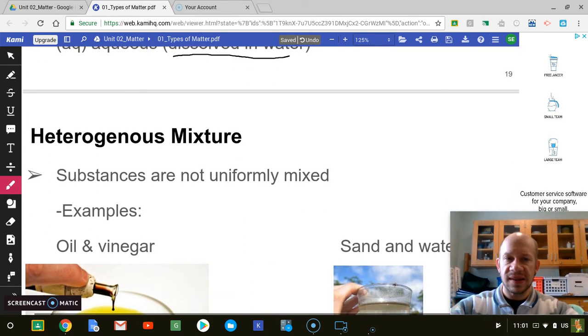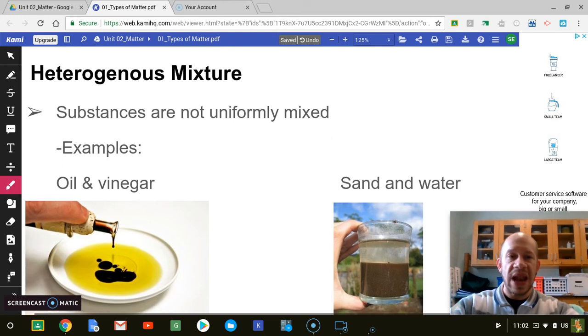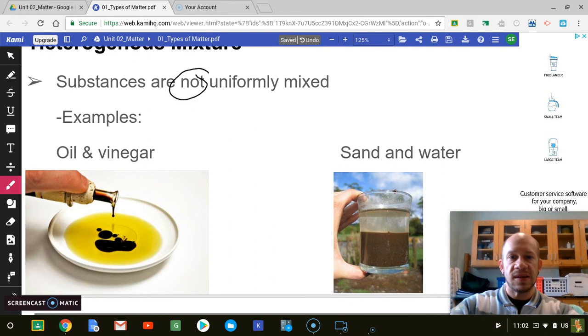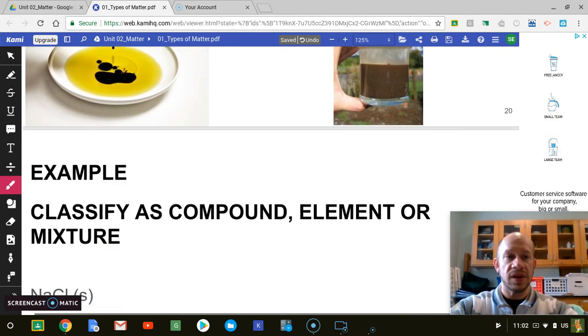A heterogeneous mixture is made of substances that are not uniformly mixed. For example, oil and vinegar, and sand and water. They're not mixed evenly, essentially.